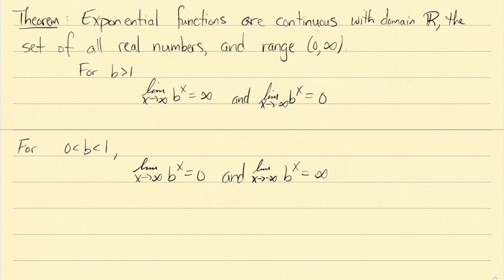So the limit as x goes to minus infinity of an exponential function, where the base is larger than 1, is 0. If your base is a number between 0 and 1, the behavior is flip-flopped. So the limit as x goes to infinity of b to the x is 0, and the limit as x goes to minus infinity of b to the x is infinity. This tells us that there are exactly two graphs for exponential functions, depending on whether the base is larger than 1 or smaller than 1.